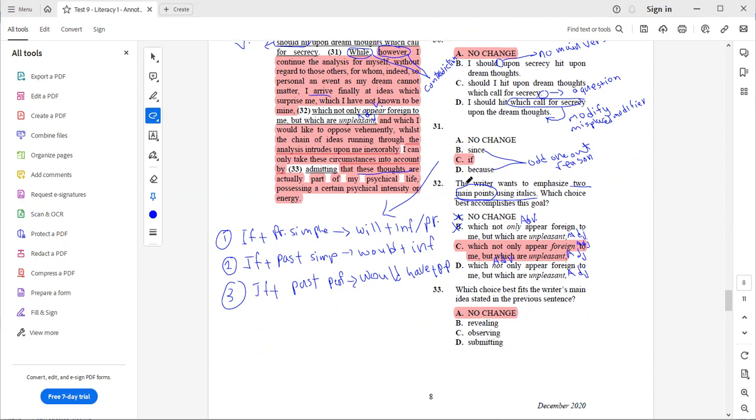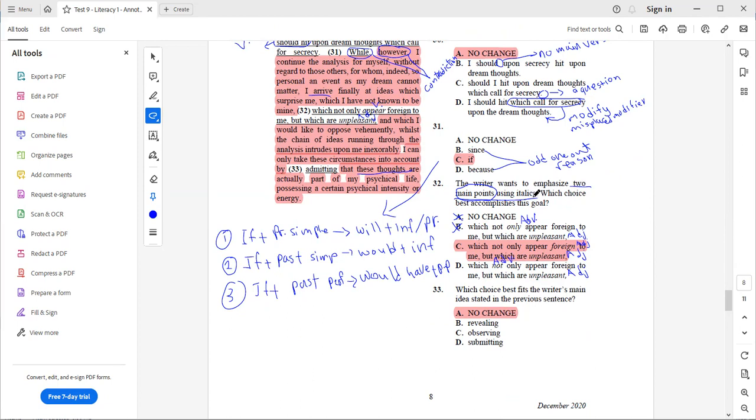Emphasize two main points using italics. Which choice best accomplishes this goal? Take care. Also, he gave us a clue here. He said that the writer wants to emphasize two main points. Now we need to have here in this sentence two main points, using italics.